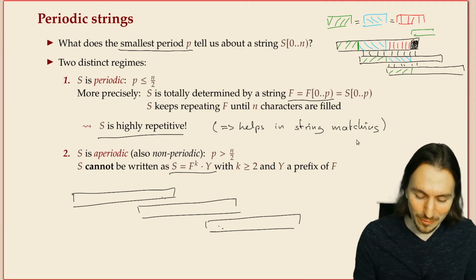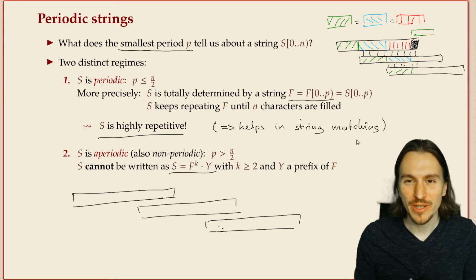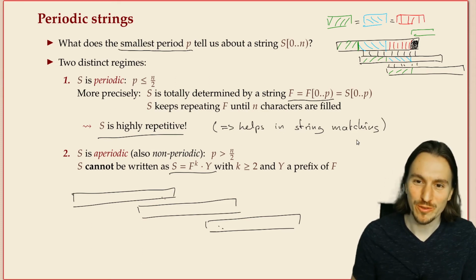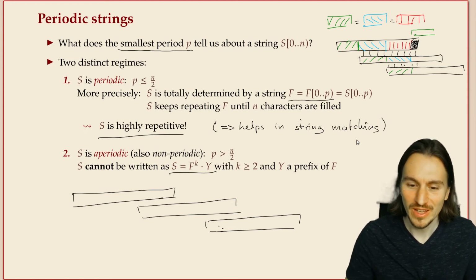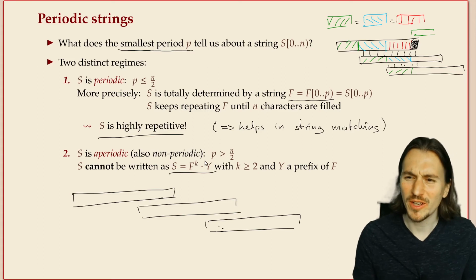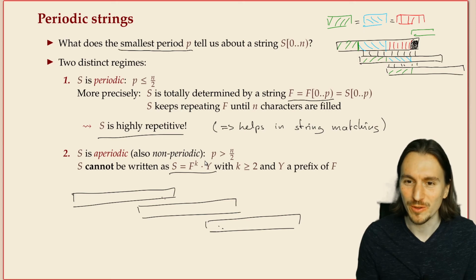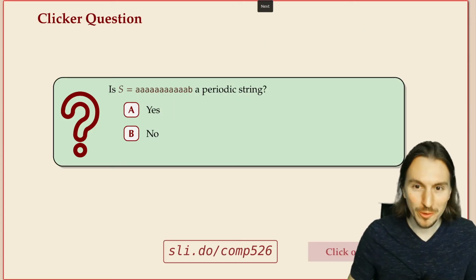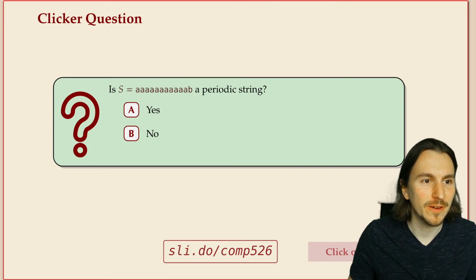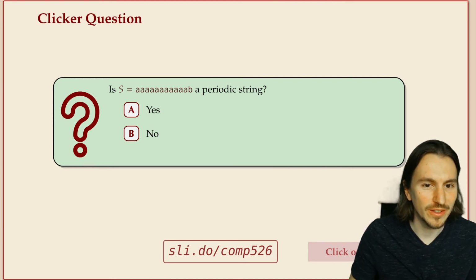So while the first case, a repetitive string, seems to help for string matching intuitively, and also you can exploit this fairly easily algorithmically, the second case seems not to help. How should the knowledge about aperiodicity help us in string matching? Before we explore this question, I want to head over and get you guys active.